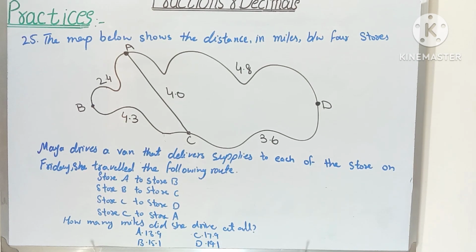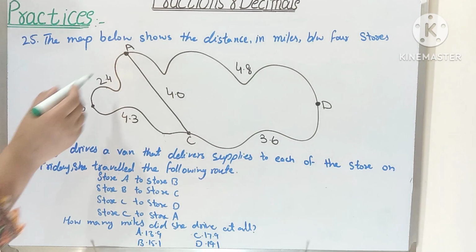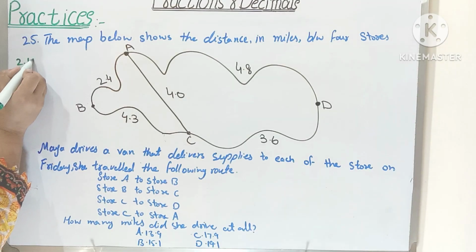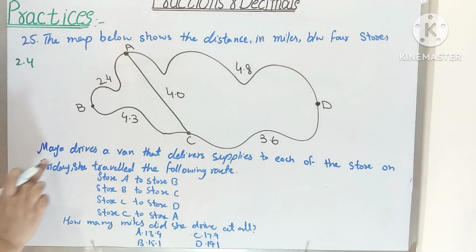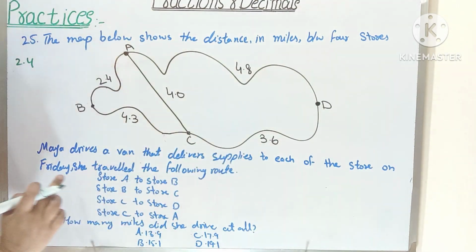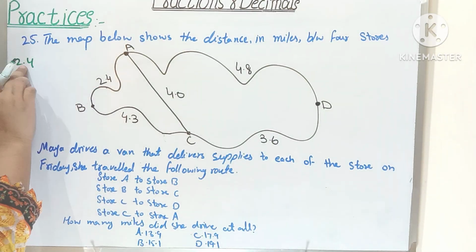Question number 25. The map below shows the distance in miles between four stores. Maya's route breakdown. Based on the map, Maya drove through the following legs: store A to store B, 2.4.